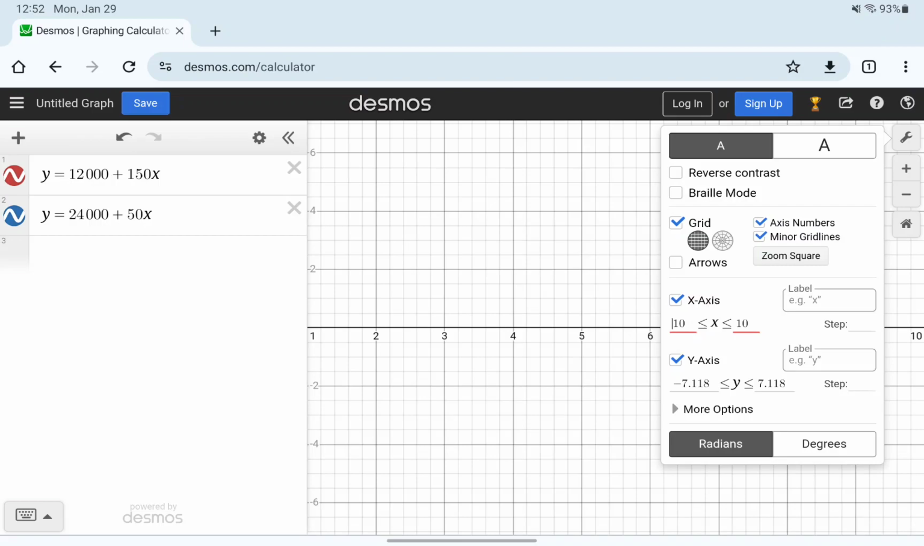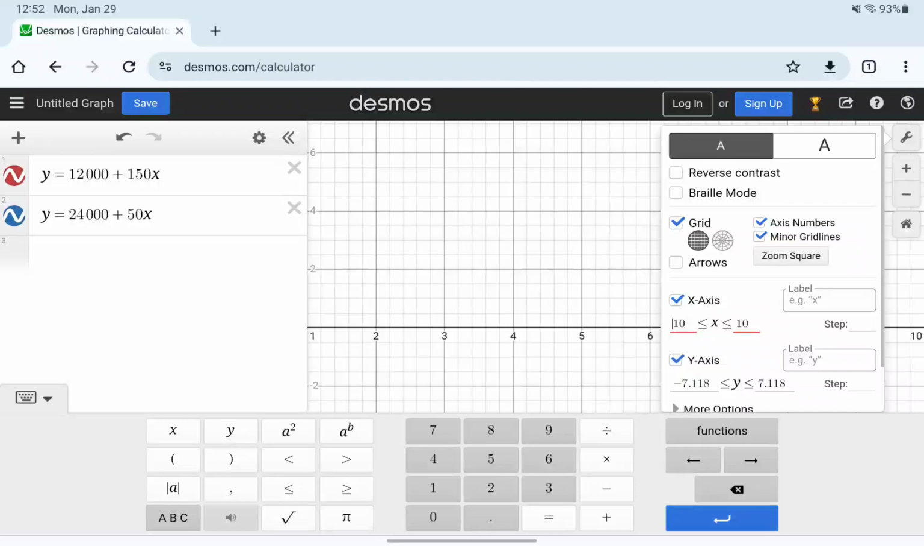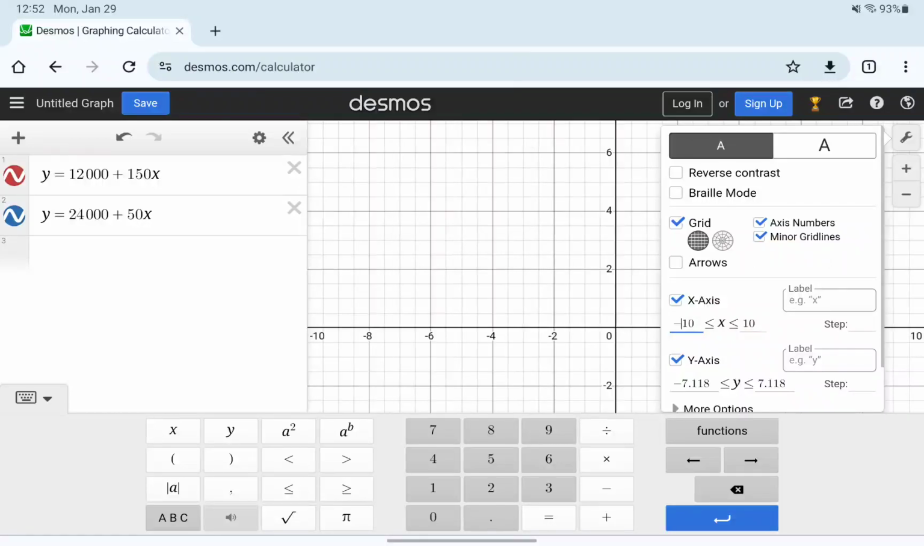For some reason, it's not letting me type a negative sign. I don't know if that's because I'm on a mobile device. I haven't run into that on a computer before. So I'm going to pull up the touch keyboard here and put in that minus sign. And then I can just type in my other bound here of 200.